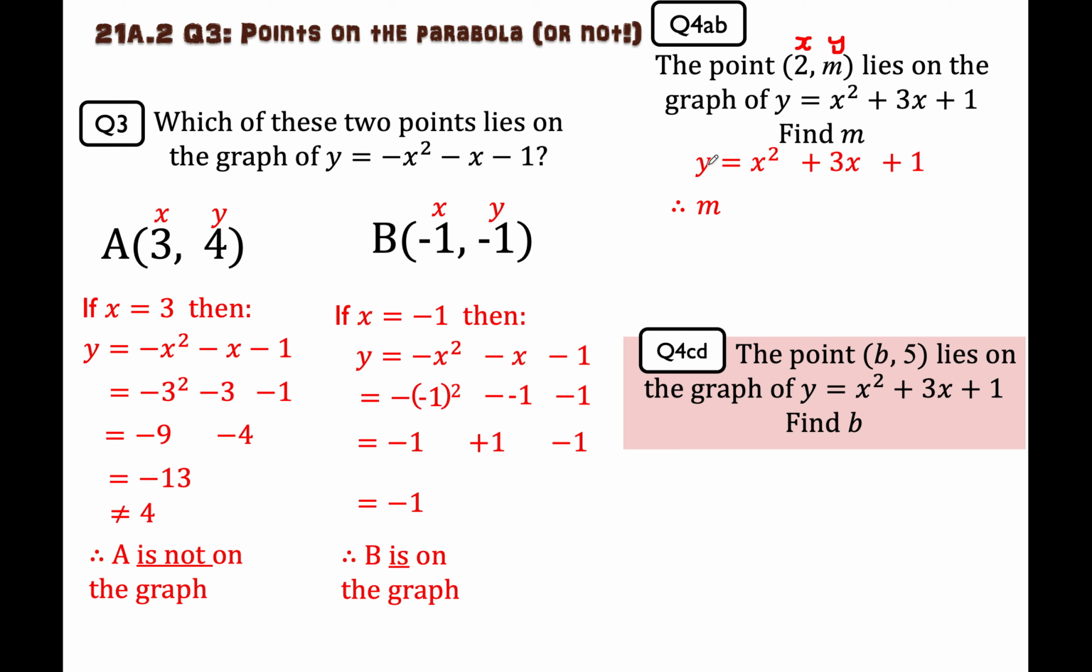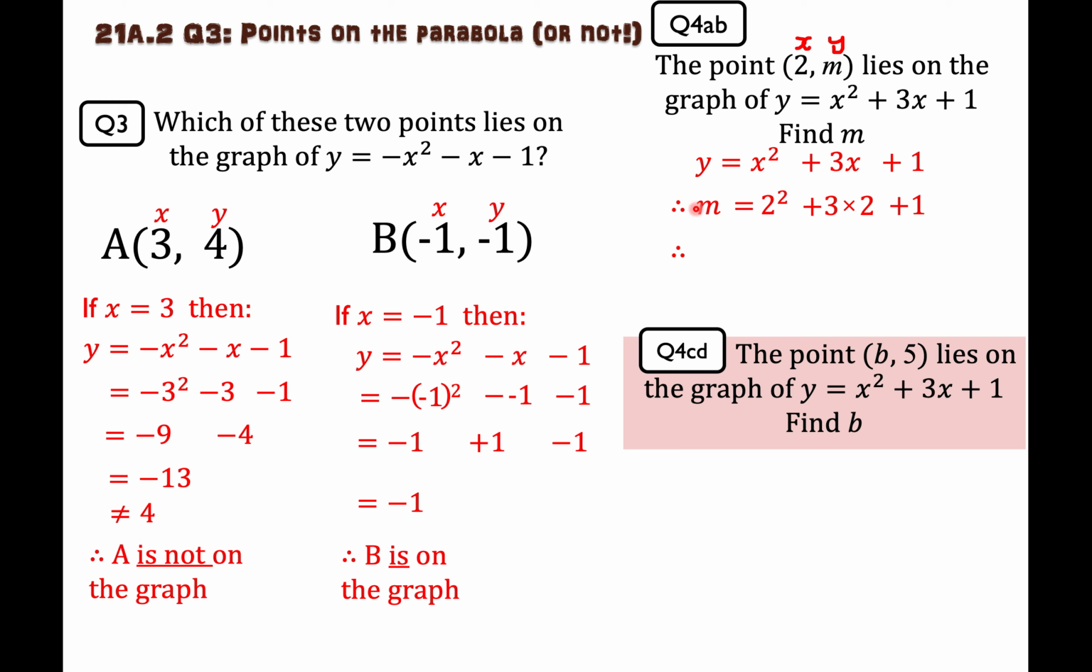So wherever I see a y, I'll replace it with m, and wherever I see an x, I'll replace it with 2. Okay, so I've got y, I'll replace that with m. Then I've got my equals. My x squared, but I'm replacing x, aren't I? I'm replacing x with 2. So I've got 2 squared, plus 3, and then I replace the x with 2. There is an invisible symbol here between the 3 and the 2. Between a number and a letter, the invisible symbol is a times. Okay, and then I've got this add 1 on the end. I don't need to do anything with that yet.